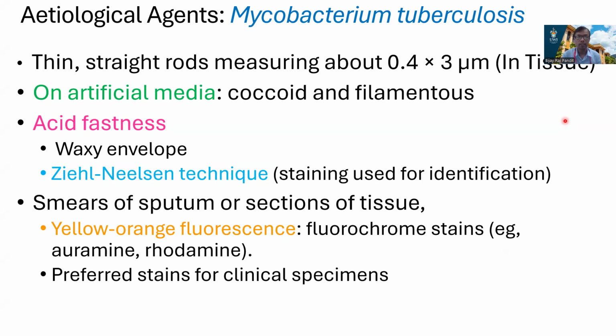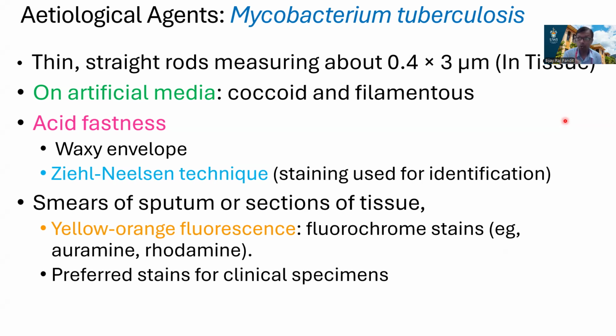So what kind of bacteria is it? It is a thin straight rod measuring about 0.4 to 3 micrometers when it is present in the tissue. But when we culture it on artificial media, it appears coccoid and filamentous in form. Acid fastness, as we have just discussed, is why it is known as acid-fast bacilli.